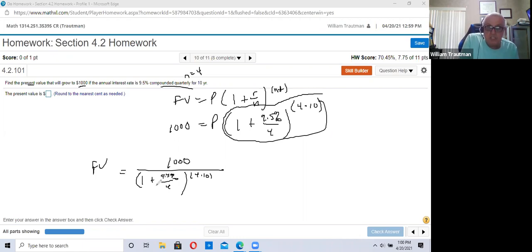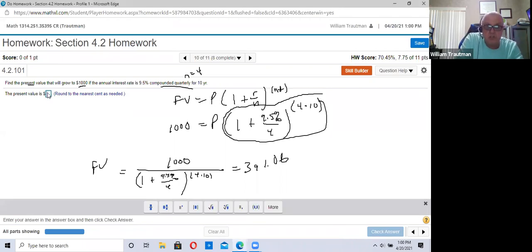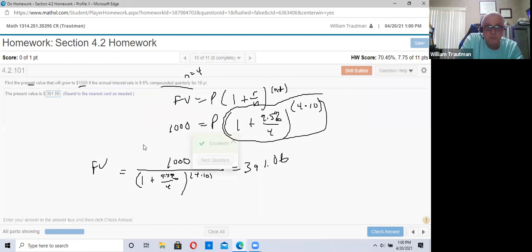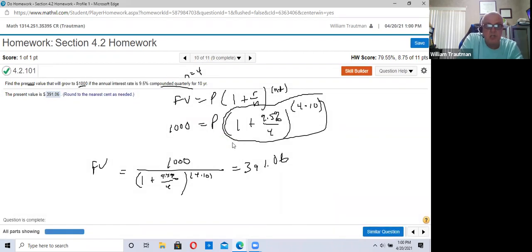And the answer is 391.06. So if I put $391 in the bank at 9.5% interest, 10 years from now, I'll have $1,000. 391.06. All right. So that is section 4.2.